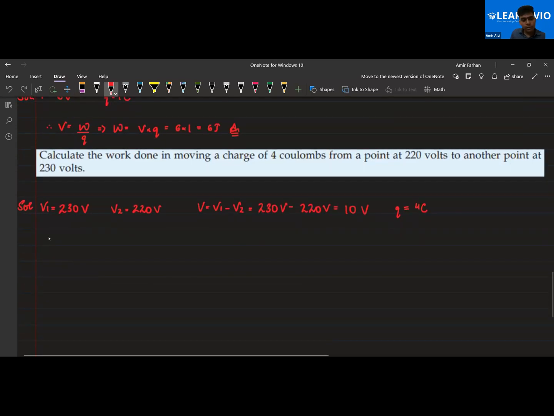So now it's simple, just substitute the values in the formula, that is work done by charge. You need to calculate the work done now, so that is V into Q. That is 10 into 4, which equals 40 joules of work done. Okay. Sure. That's great. Let's do the last question of this class and then let me know the answer.